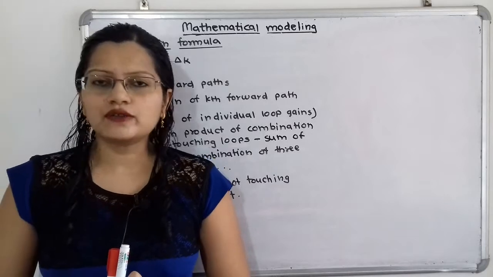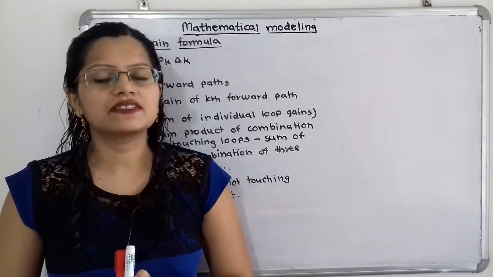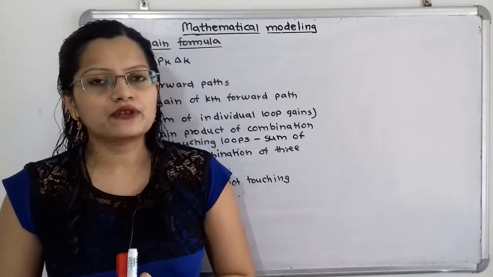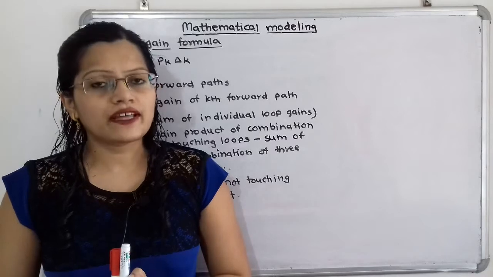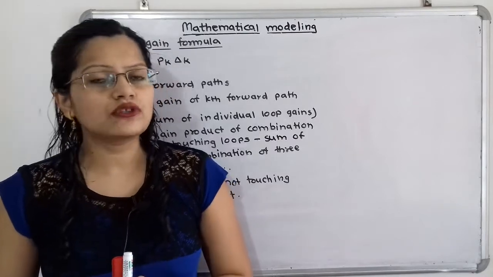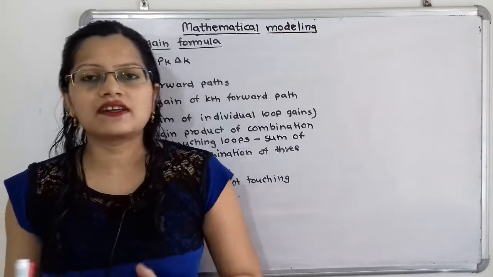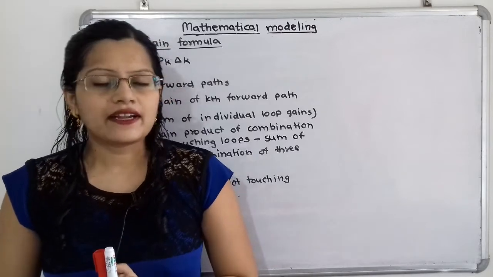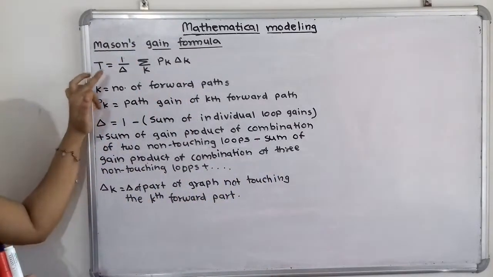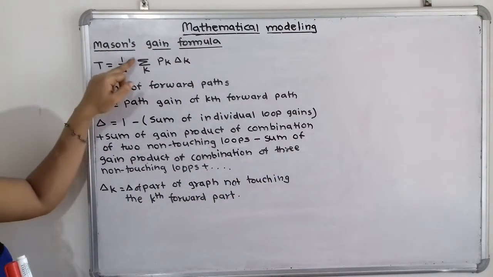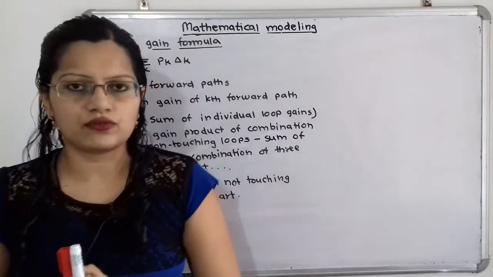Today we are going to solve a problem on transfer function for a given signal flow graph by using Mason's gain formula. In this video, we are going to understand how to apply Mason's gain formula for a given signal flow graph. Let us first understand the given formula. T is equal to 1 by delta summation of k Pk delta k. So this is the formula.